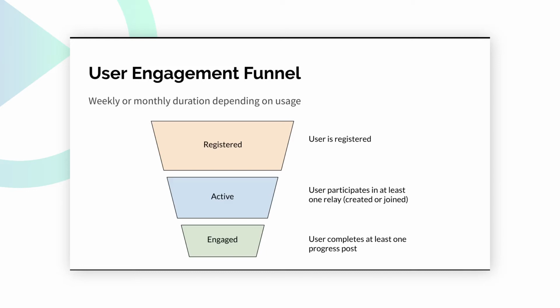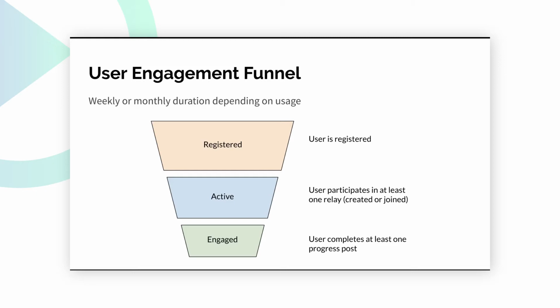So for an active user, I'm defining it as a user who participates in at least one relay. And that could be a relay that they created or just joined. And that's going to be my definition for active, because we know that in order for you to do any key piece of value on this platform, you have to participate first in a relay. So as long as we have that, we at least have a sense that the user is somewhat active in the goals that we've set for them.